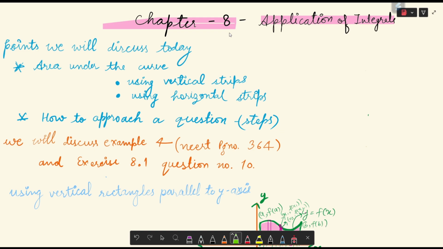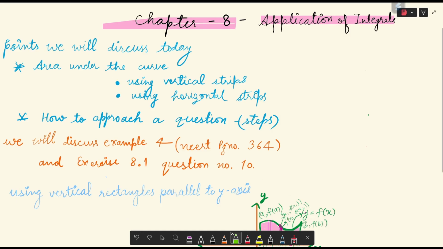Today we are going to start with chapter 8, application of integrals of class 12th. Till now you have studied about integration, how to do integration, different methods for integration. Now we are going to study where this integration is applied and what is its use. One of its applications is finding the area under the curve.